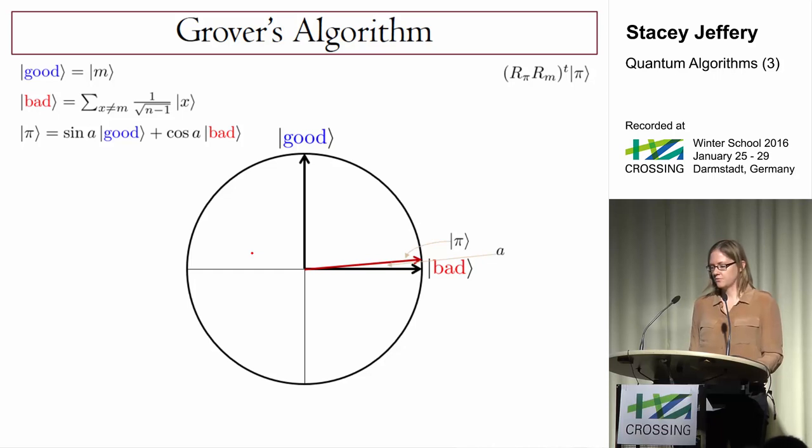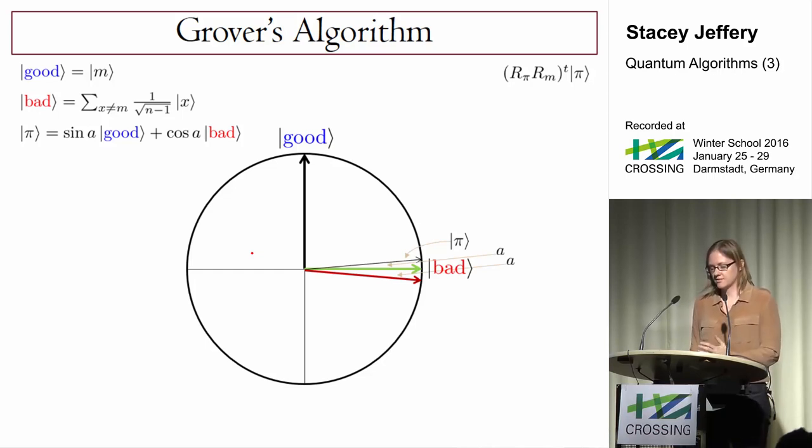The first thing that we do after initializing pi is a reflection, the reflection r sub m. And this is going to put a minus in front of the marked element. So it's going to put a minus in front of the good component. In other words, it's going to reflect through this line bad. Okay? So that's what happens after the first application of r sub m. We move from pi to this state. You just reflect through that.